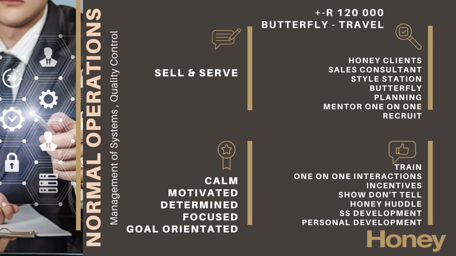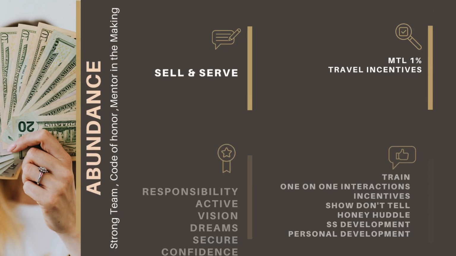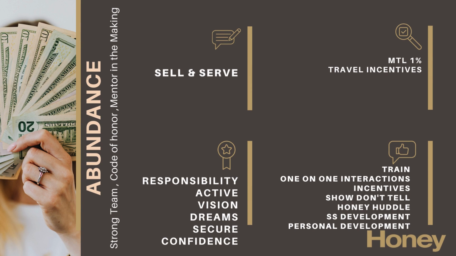So now that normal operations are completely in place, you are in control of your business, all your parameters are put in place, you are going over into abundance. Now, abundance is when you would see you've got a strong team. Personally, you've got a very strong code of honor. You are looking at the mentor categories in Honey at the stage. You might by now be getting your mother team leader incentive. You might be looking at travel incentives and cash incentives. Or there is now more coming your side.